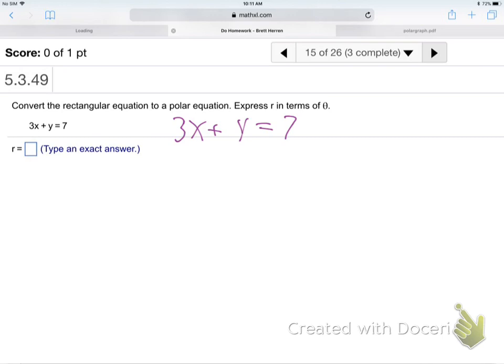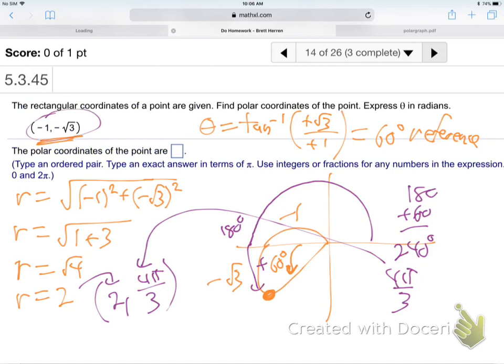How do you convert from an equation? It's not just a point. What we just did was points. Let me make sure you're clear here. This was one dot on a graph. This was one dot right here. Back 1, down root 3. And we converted it to r theta, right? That was one dot. We went from rectangular to polar, and back to rectangular for one dot.